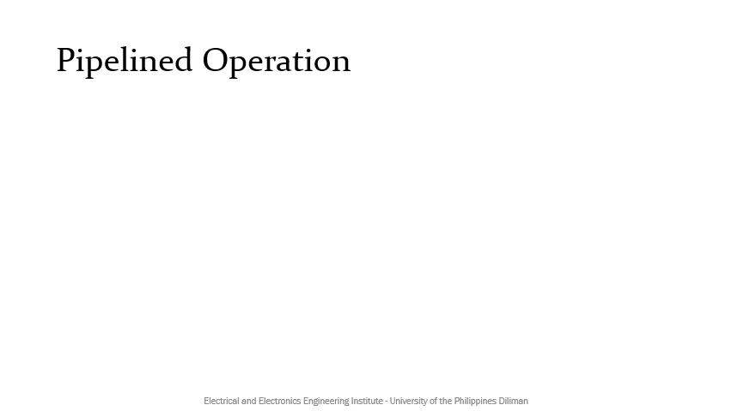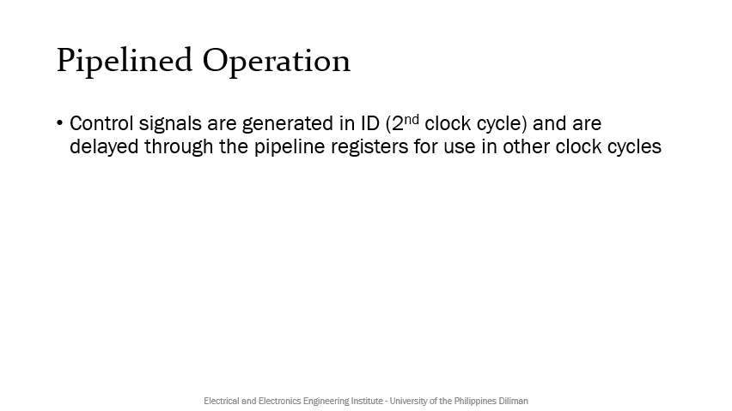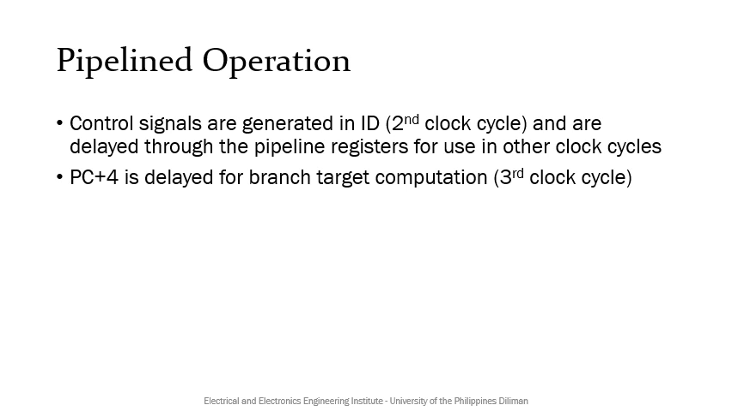Okay, so now let's summarize some of the details we should have observed in our example MIPS pipeline data path. First, the control signals are generated in the ID stage at the second clock cycle and are delayed through pipeline registers for use in other clock cycles. Second, the PC+4 value is also delayed for branch target computation, which happens in our example at the third clock cycle.